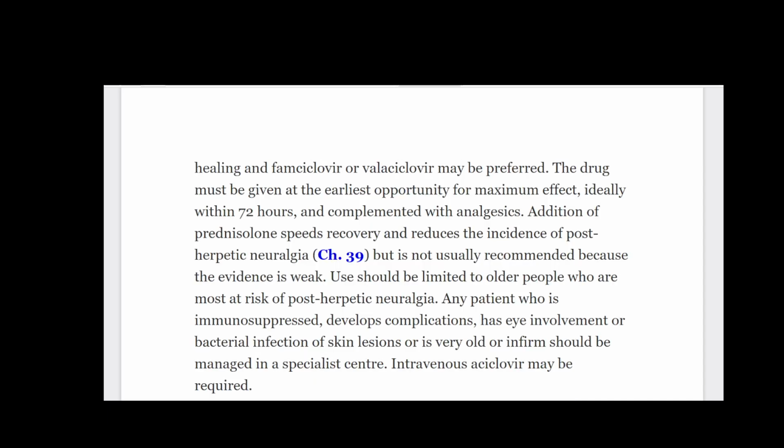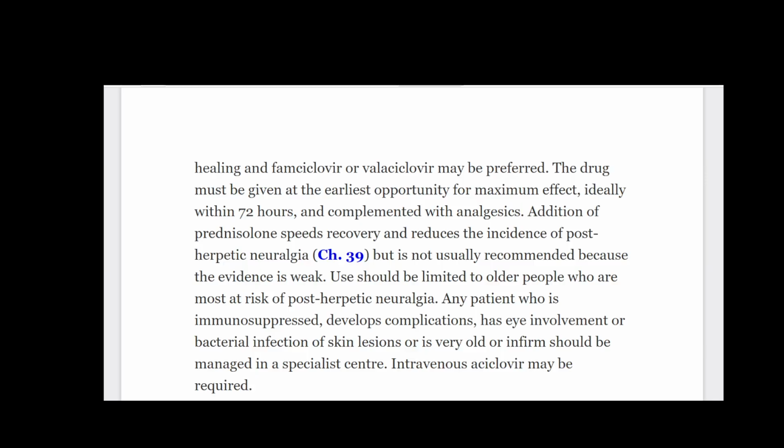Healing, and famciclovir or valacyclovir may be preferred. The drug must be given at the earliest opportunity for maximum effect, ideally within 72 hours, and complemented with analgesics. Addition of prednisolone speeds recovery and reduces the incidence of postherpetic neuralgia, Ch. 39, but is not usually recommended because the evidence is weak. Use should be limited to older people who are most at risk of postherpetic neuralgia.